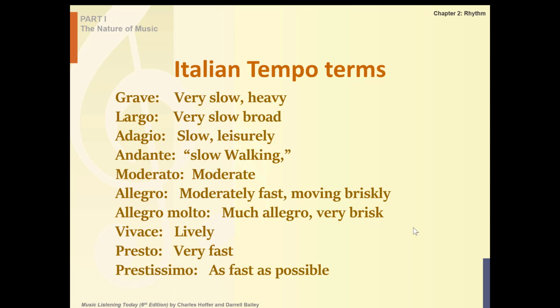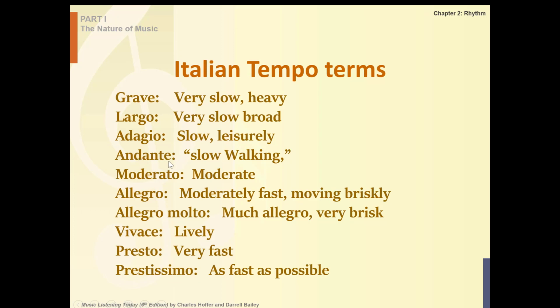The tempo markings in Italian are provided here. The top one is the slowest one and the bottom one is the fastest one. Let's read together. Grave means very slow, heavy. Largo, very slow, broad. Adagio, slow, leisurely.